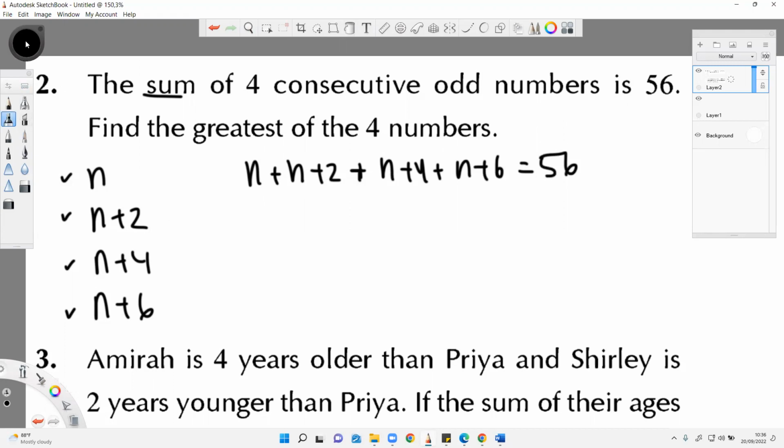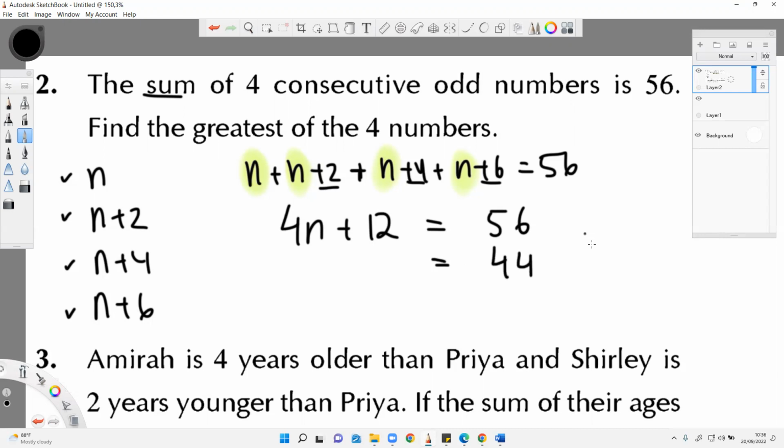And then what next? You add the same terms. What is it then? N plus n plus n plus n. For the numbers, 2 plus 4 plus 6 plus 12, right? Equals 56. And you can move the 12 to the right side, 44. Can I just write like that? Make it simple, yeah? Do it fast. So n equals 44 over 4, 11.